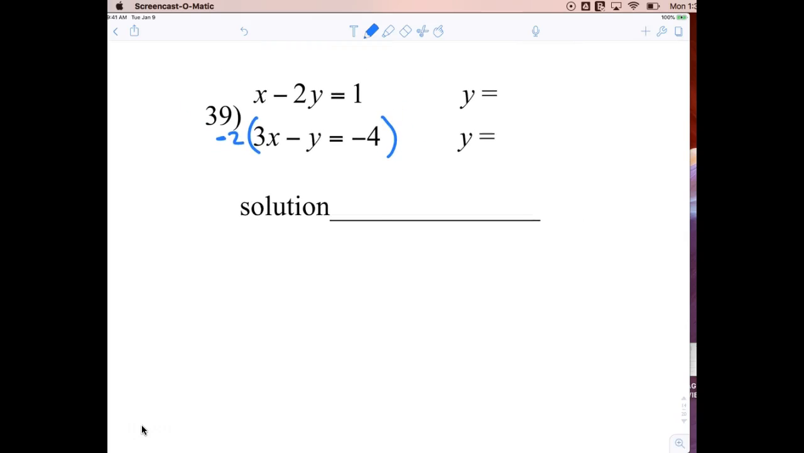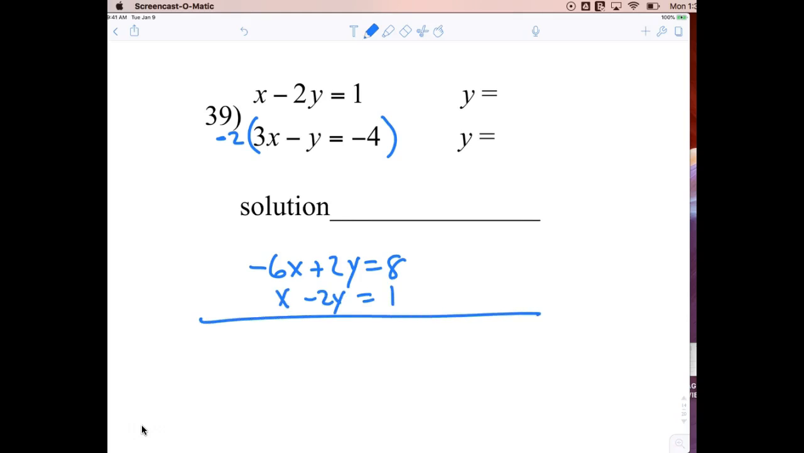When I multiply by negative 2, it becomes negative 6x plus 2y equals 8, and x minus 2y equals 1. So here we go. Now when I add that, negative 6x plus x is what? You're asking me what negative 6 plus 1 is. Yeah, negative 5x. Negative 5x equals 9, so x equals negative 9/5. Now, plug that in real quick.